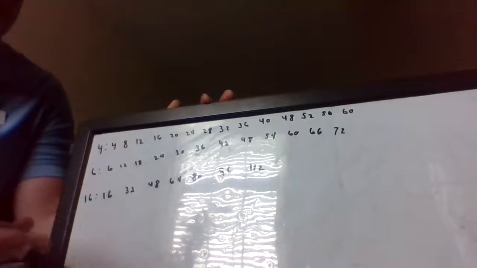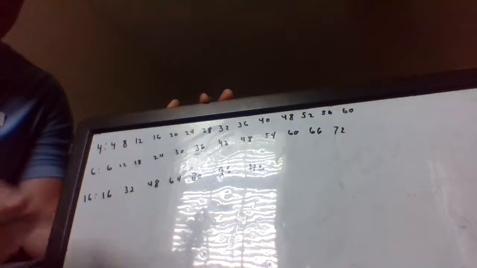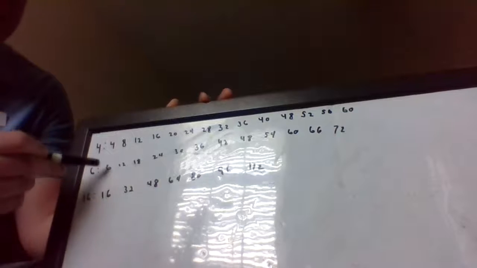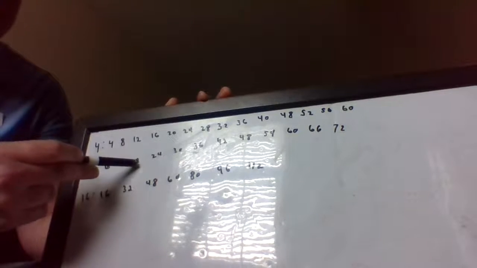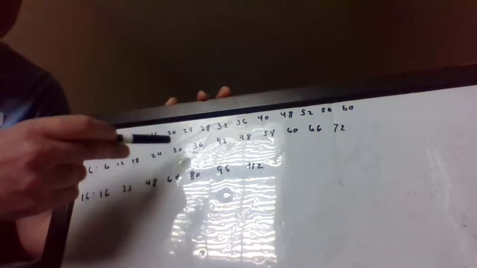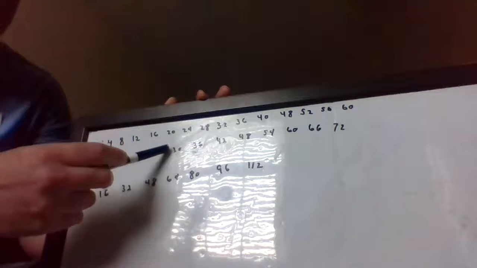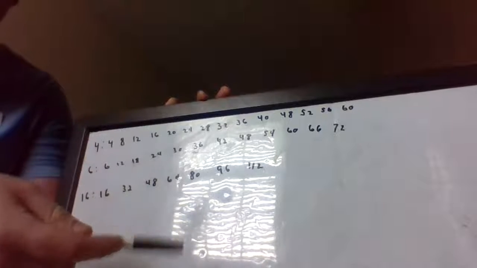So we also need to find the multiples of 6. 6 times 1 is 6, 6 times 2 is 12, 6 times 3 is 18, 6 times 4 is 24, 6 times 5 is 30, and so on from there.